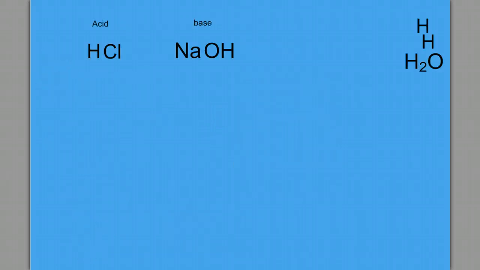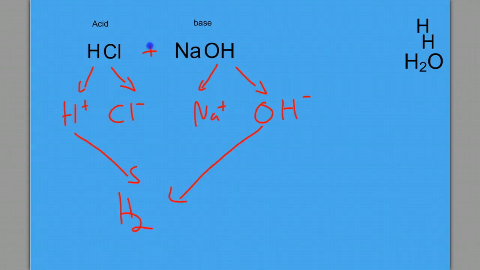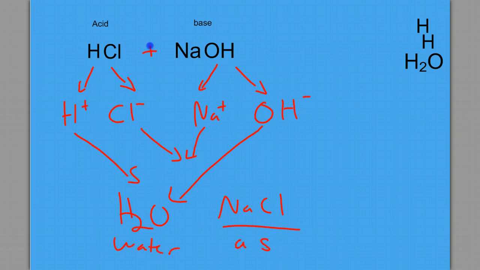And finally, what happens when we put an acid with a base? Well, the acid's going to break into its member ions, H plus, Cl minus, and the base is going to break into its member ions, in this case Na plus and OH minus. And how can we rearrange these? Well, if I take these two, put them together, I can make water. If I take these two and put them together, I can make NaCl. Anybody recognize what that is? I have water and a salt.